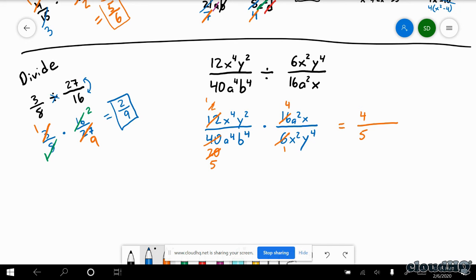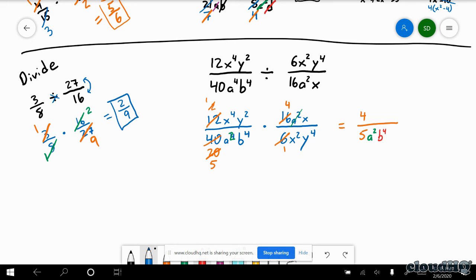What else can we cancel out? Let's look at A's. I can cancel out 2 A's, it looks like. There were 2 A's in a numerator, leaves me with 2 A's in a denominator. B's, can we cancel any B's? No. There were only B's in the denominator, there were none in the numerator, so the B gets to stay there.